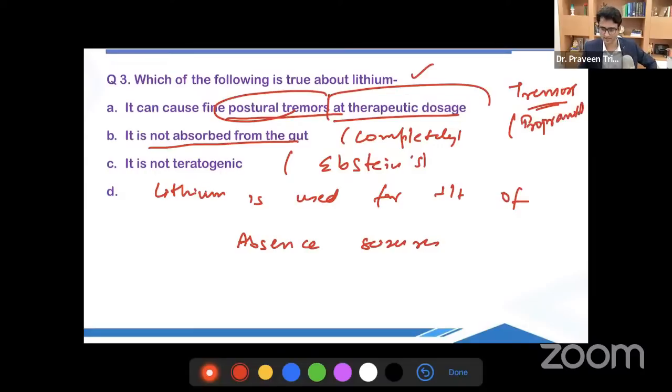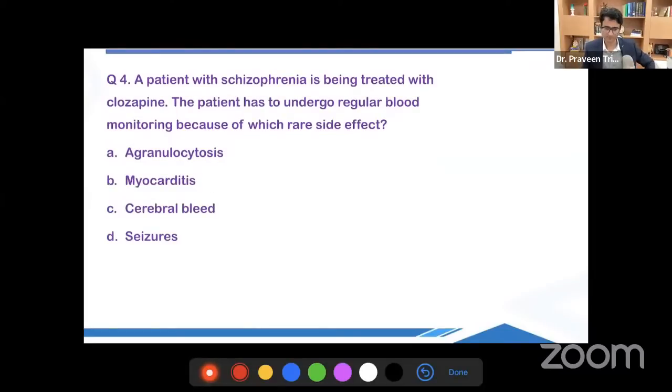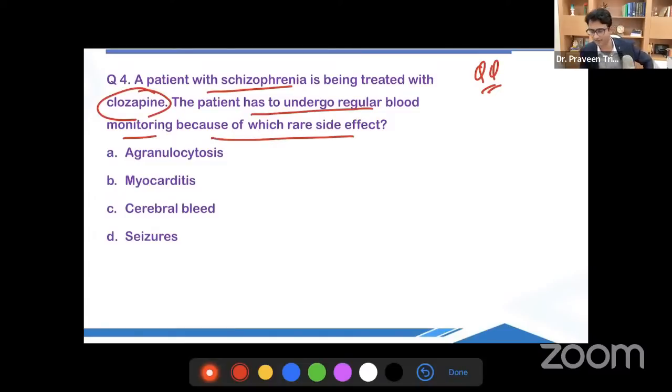Let's move to the next question. All right, this is again something that you must have gotten correct. It's a very classical question. It comes in the exam all the time, they ask it repeatedly. A patient who has schizophrenia is being treated with clozapine. The patient has to undergo regular blood monitoring because of which rare side effect? This is a fairly straightforward question. The answer is A, agranulocytosis. We know that we do the monitoring.